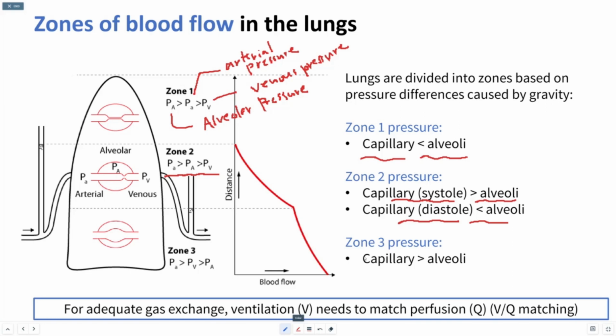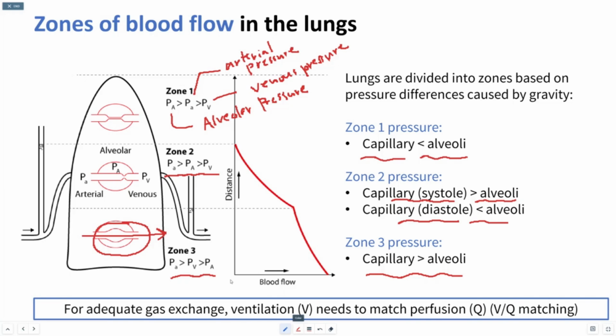In Zone 3 pressure, the capillary pressure is greater than the alveolar pressure. So both the pulmonary arterial and pulmonary venous pressure exceeds that of the alveoli. So the lowercase a is greater than the V, which is greater than the uppercase A. Therefore, the flow is proportional to the gradient between the arterial and the venous pressure. Alveolar pressure does not play much of a role here. The blood flow to this area needs to exceed the blood flow to all the other areas. Therefore, you'll see that it begins to open up the blood vessel and therefore increasing more blood flow from the arterial side to the venous side.